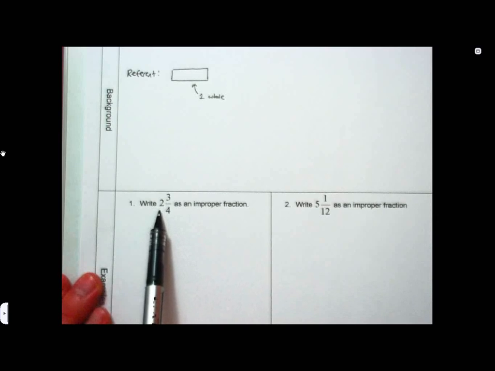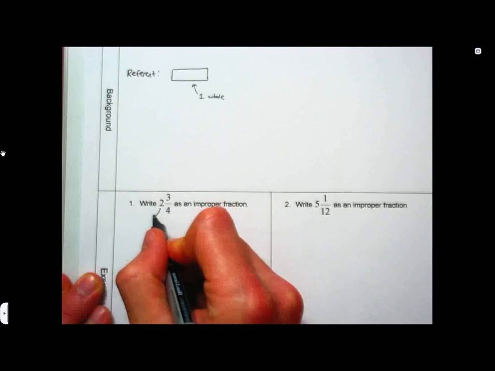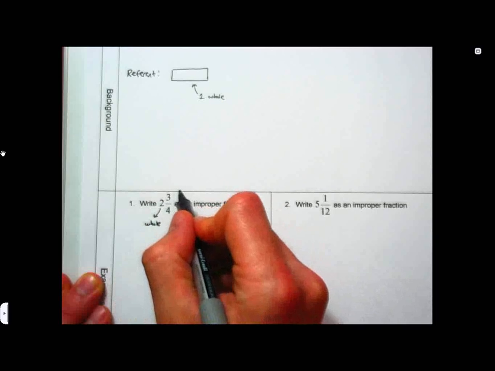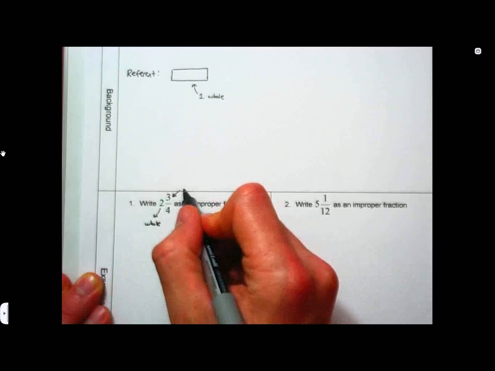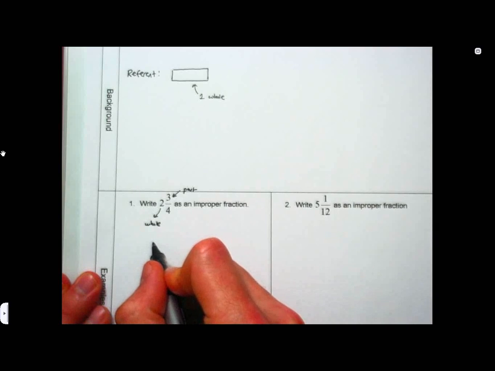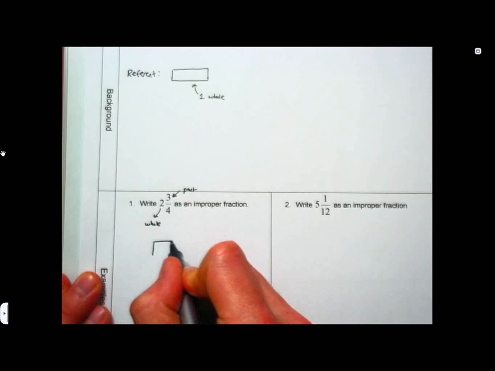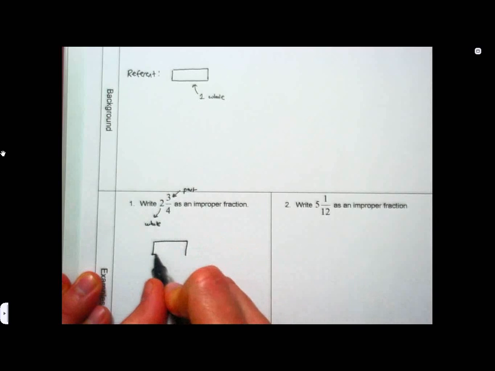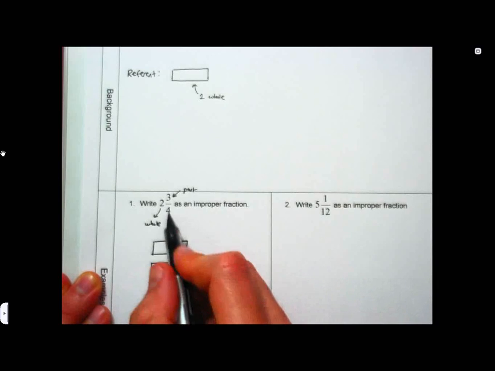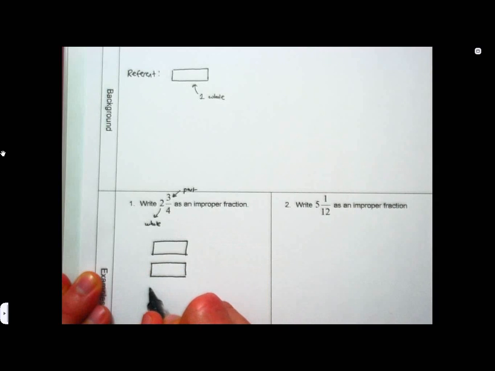So 2 3/4, well, this 2 tells me how many wholes I have. And then this other fractional part tells me what part I have. So 2 3/4, well, what I can do is draw two wholes, and then 3/4 of another whole.